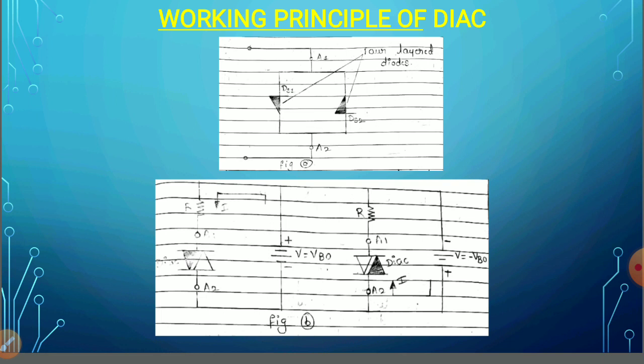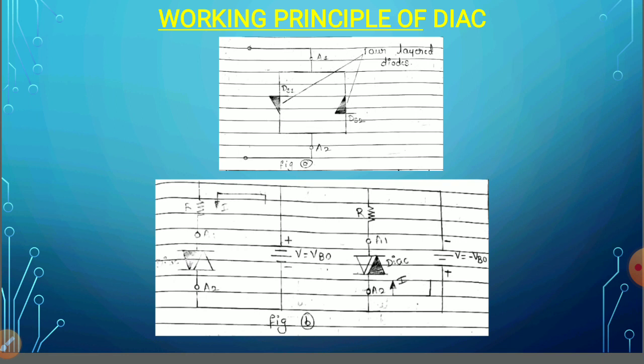Either you can apply positive voltage or you can apply negative voltage. Figure A shows two four-layer diodes connected in anti-parallel fashion. The first diode is denoted as DS1 and the second diode is denoted as DS2. Figure B shows the equivalent circuit for applying the positive as well as the negative supply voltage. The leftmost side shows when I apply the positive supply voltage, and the rightmost side shows when I apply the negative supply voltage.